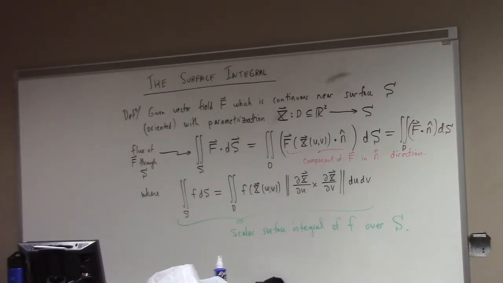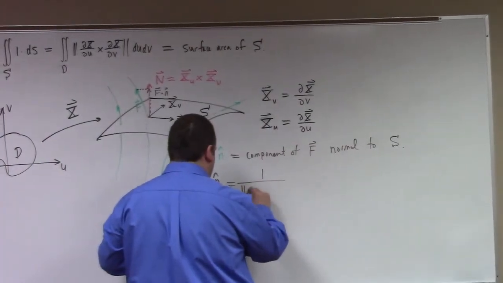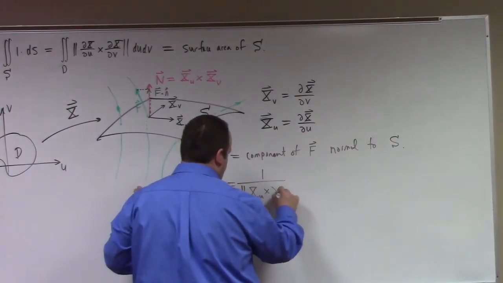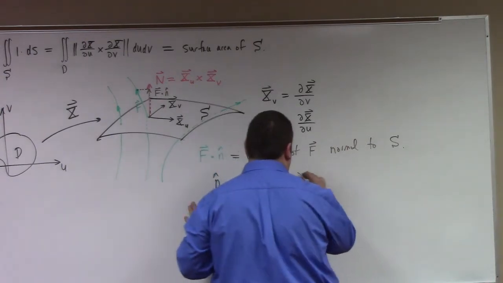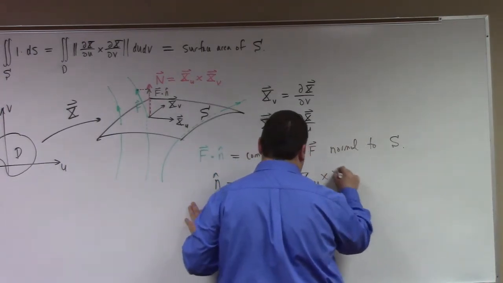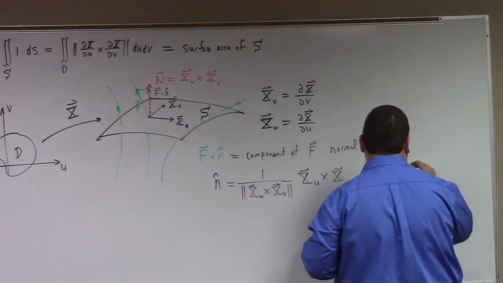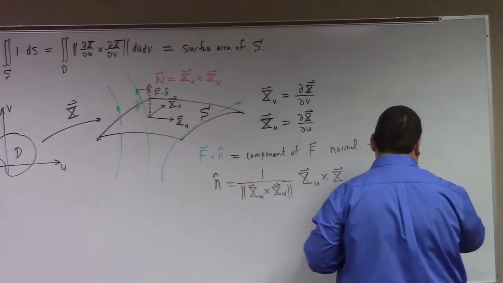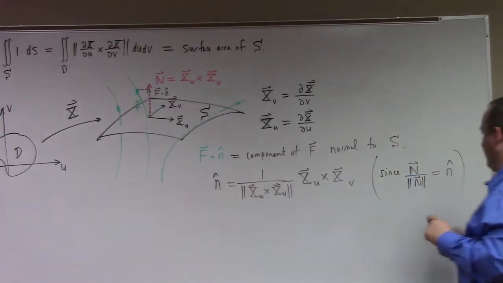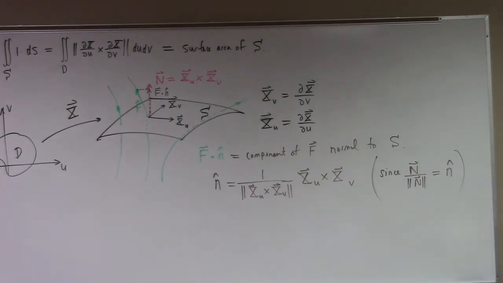Now, this n hat, what is the formula for it? Well, it's nothing more than 1 over the length of the normal times the normal. So if we go back to my definition, we can find a better formula, because this doesn't give me joy. Does it? I don't know.